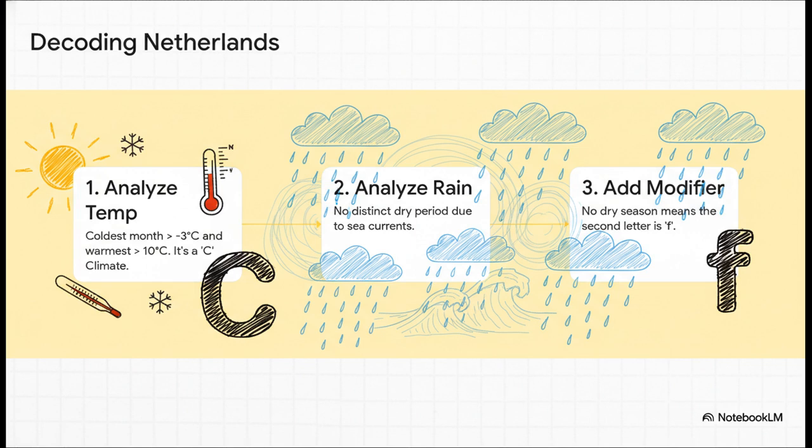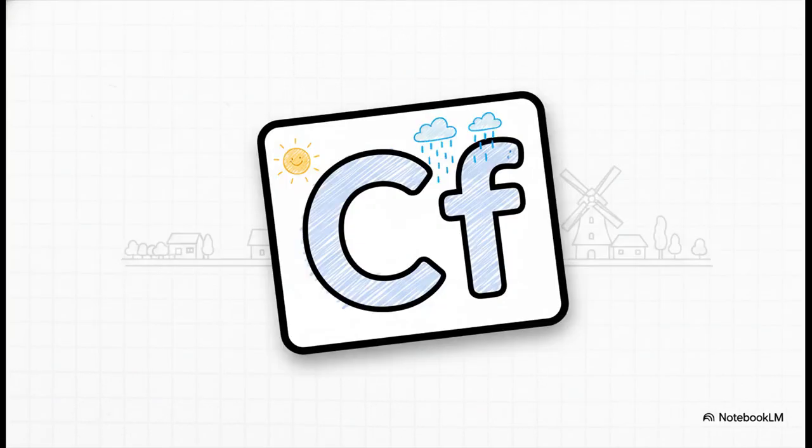Okay, next up is precipitation. Thanks to being so close to the sea, there isn't really a dry season. It gets rain pretty consistently all year. So, which second letter means lacks a dry season? That's our lowercase f. And there you have it. You combine the two, and the Netherlands is officially classified as a Cf climate, a temperate climate with no dry season. See how those two little letters tell a whole story? That's the real power of the Köppen system.